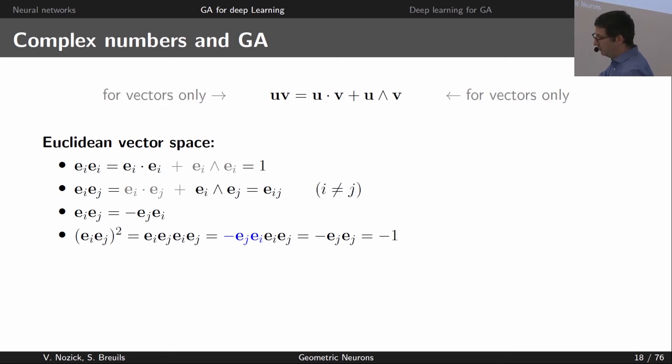If you square this bivector, we just write it twice. You may want to permute the first two, so we just change the sign. Then the two in the middle we can see make 1. This is the first line, so it makes 1. And then we get minus e_i e_j e_i e_j... that also makes 1. So the result is minus 1.